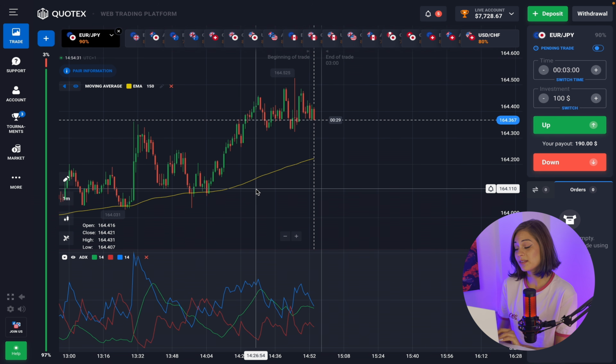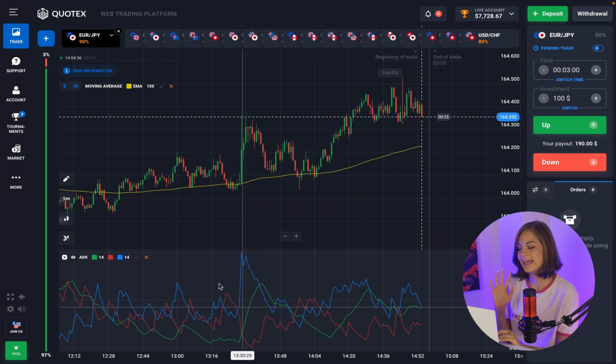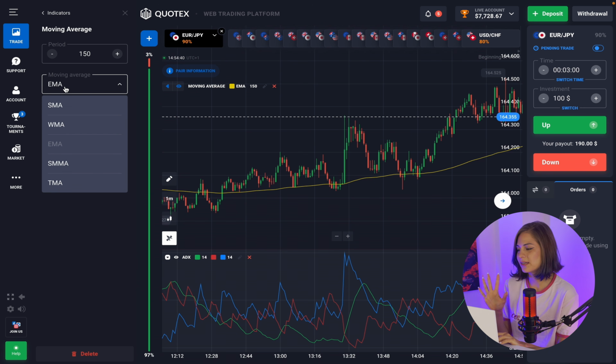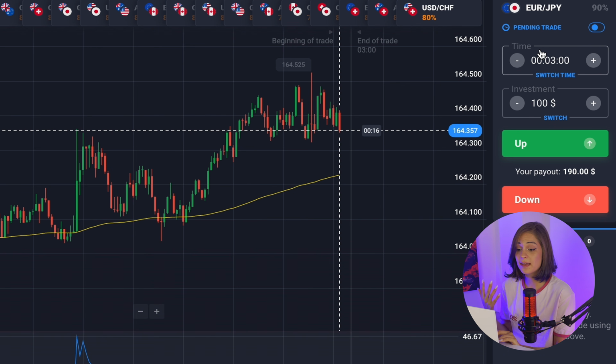Let's get started with our live session. We haven't done that for a while. We have our ADX indicator. I added the EMA indicator as well with the period of 150. Expiration time, as always, is going to be 3 minutes, just like in back testing.